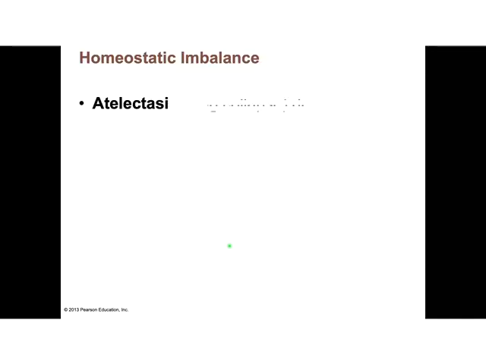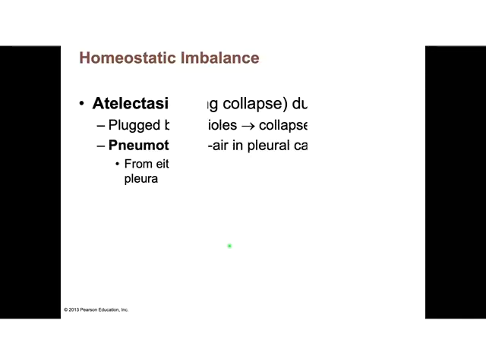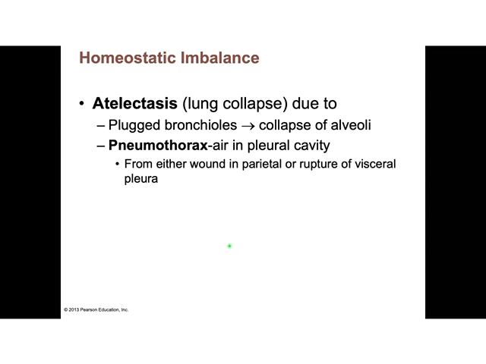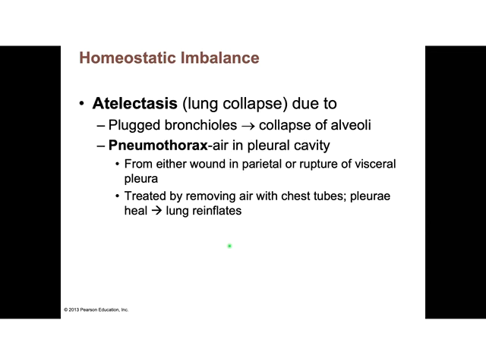Okay? Atelectasis, or lung collapse, is due to the accumulation of fluid or air in the chest cavity. Okay? Pneumothorax is air in the chest cavity. Hemothorax is blood in the chest cavity. And this can result from a penetrating wound, or it can result from rupture of the lungs from the inside out. And what we have to do is get the air out, patch the hole, and restore the pressure difference.